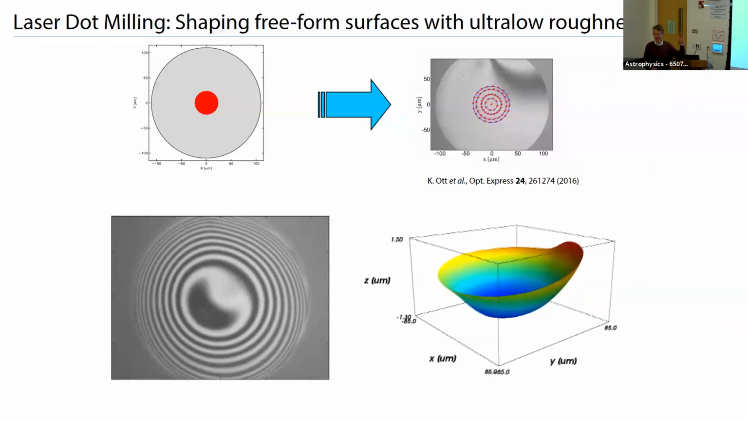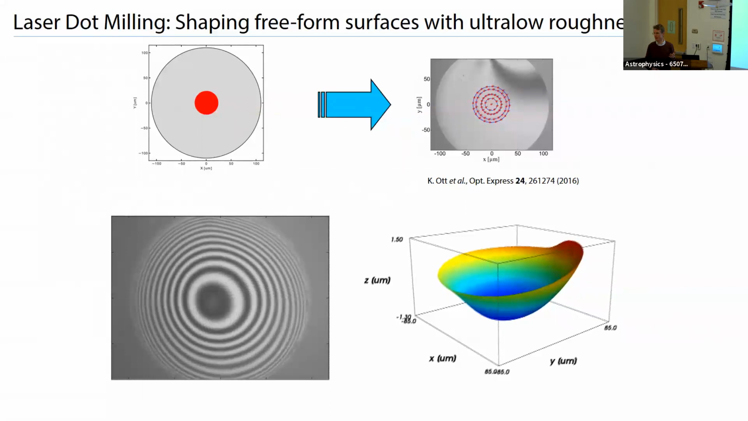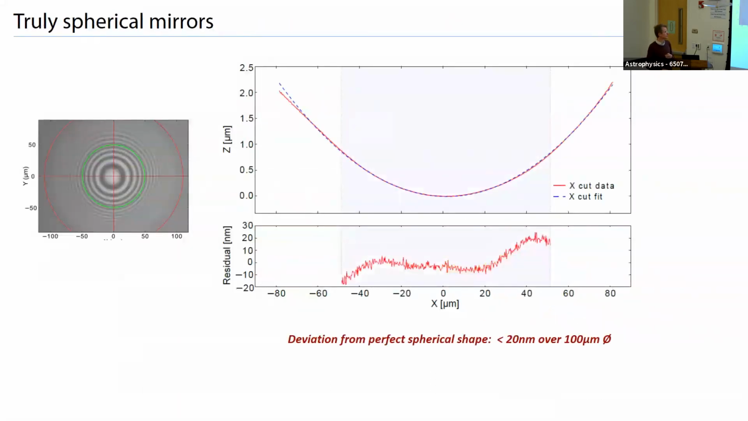As I showed you, the standard form that you get from a single shot is a Gaussian shape. That's not what you want for a mirror. Spherical is better. Now we can make spherical mirrors to very good approximation. Here's a residual of a hundred micron diameter spherical shape produced in that way. You see that you have below 20 microns deviation from the target shape over this full region. That's what allows us now to make longer cavities than before.